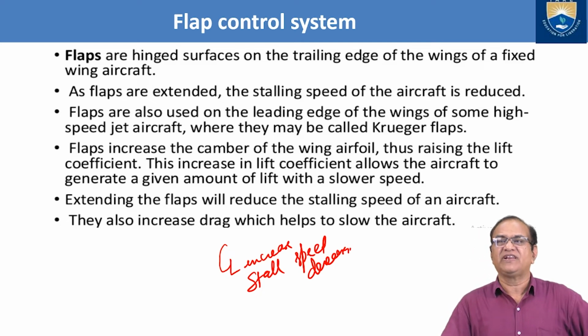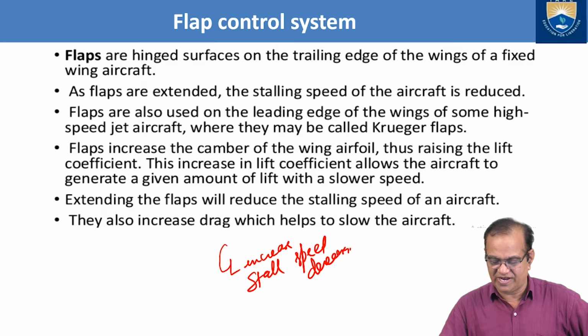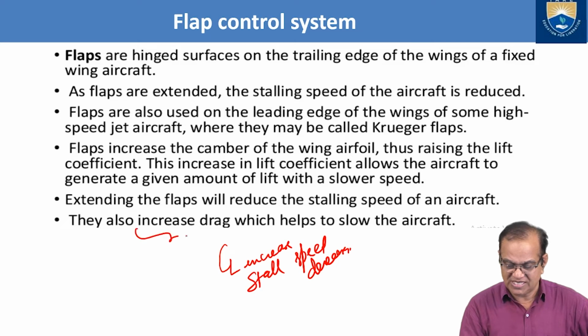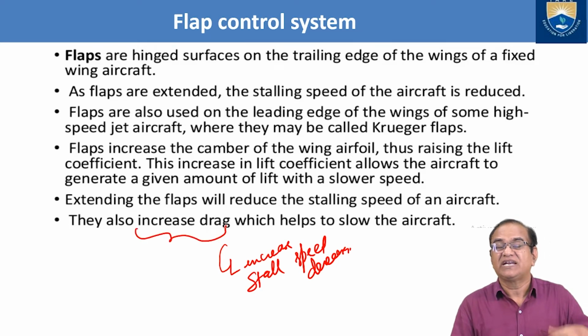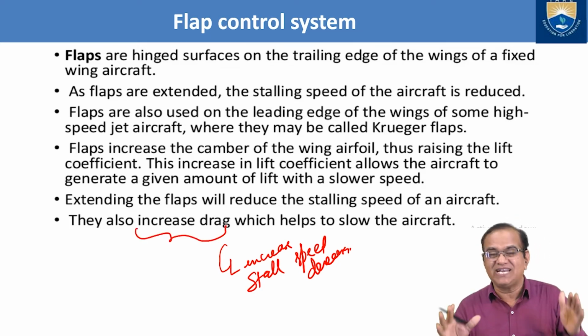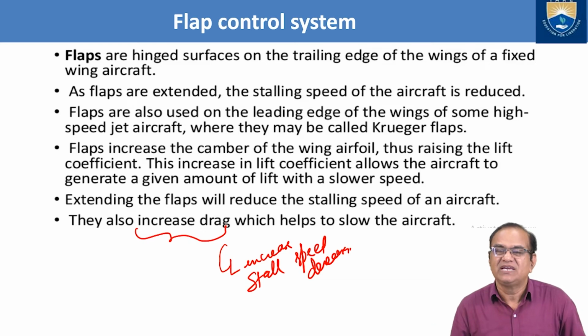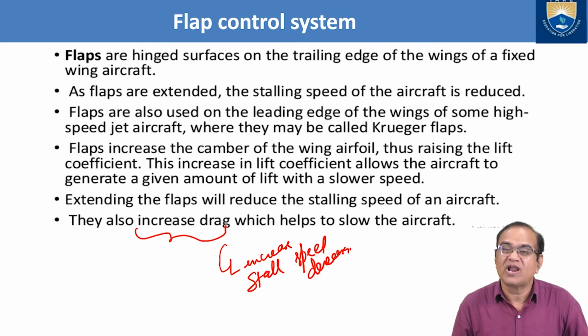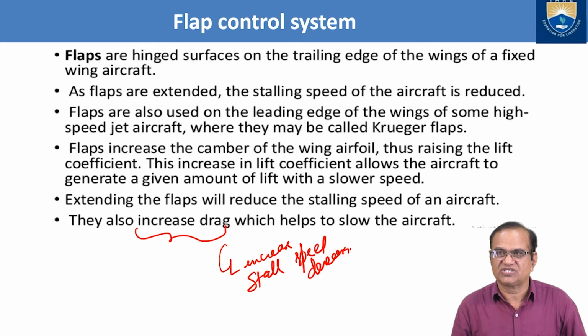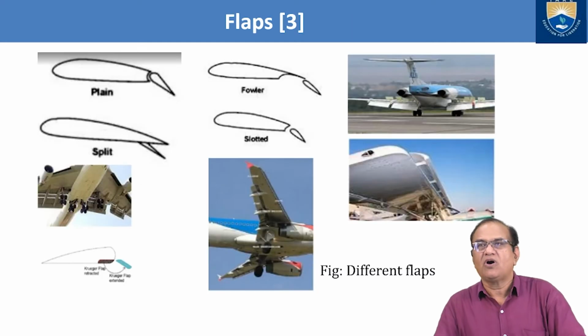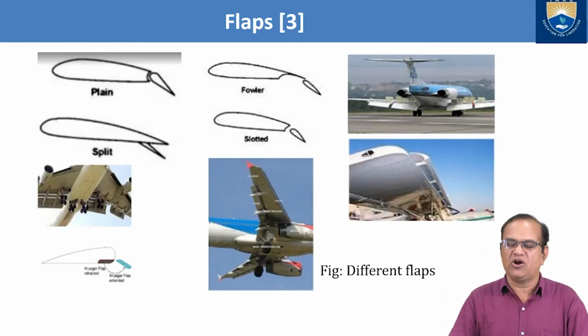Extending the flaps will reduce the stalling speed of an aircraft. They also increase drag, which helps to slow the aircraft. So during landing, we try to increase more drag so that the aircraft can be made slow, and the runway length can be decreased. So I am talking about the flap, and this I have taken from reference number 3 here.